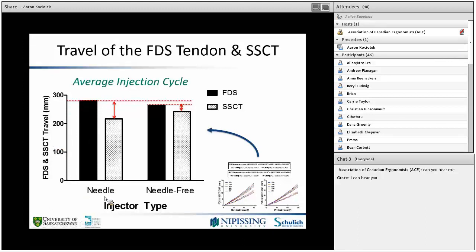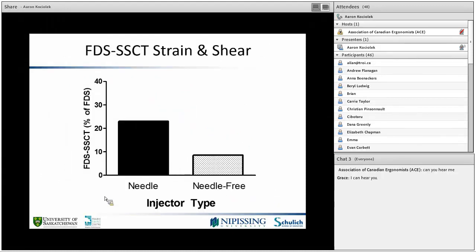So what I then did is plot these to show them in a little more detail, looking at the displacement of the tendon and subtracting the tendon sheath from that. So getting an idea of the relative displacement between these 2 structures, with the idea that this would be a good proxy for the shear between these 2 structures. And I've normalized that to the overall motion of the tendon for an average cycle. And you can see again that for the conventional needle injector we see a much higher number here, so much greater potential for shear injury compared to the needle-free injector.